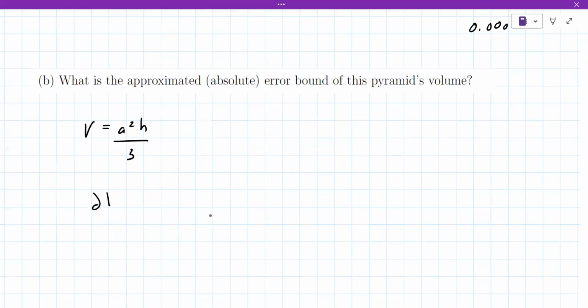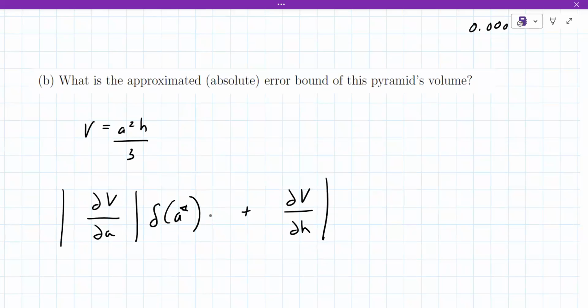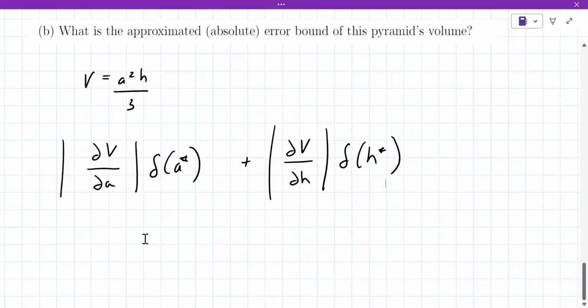So you take a partial derivative of V with respect to A, and then you evaluate it and multiply it by delta A star. That's what we calculated in the first one. Then you take a partial derivative of V with respect to H and multiply by delta H star. So we're gonna do this in pieces. We have to take a partial derivative of V with respect to A, so you're treating A like it's the variable. It's just the power rule. But that's the formula. This is the original problem. This just is the derivative, the derivative times the error.